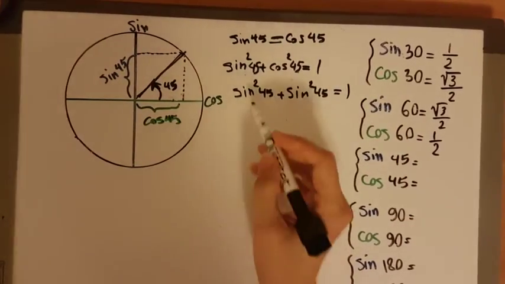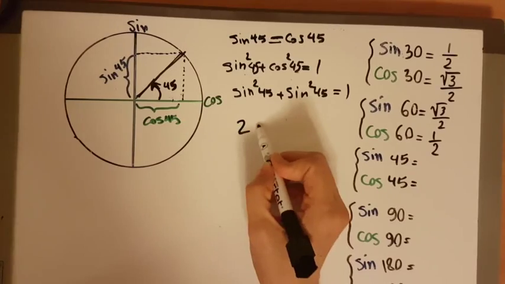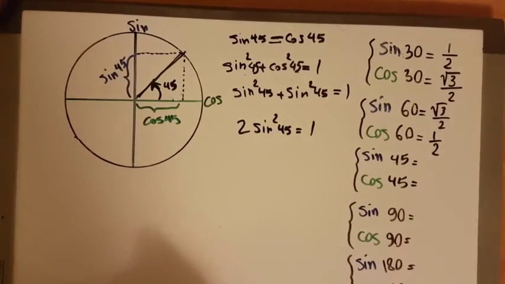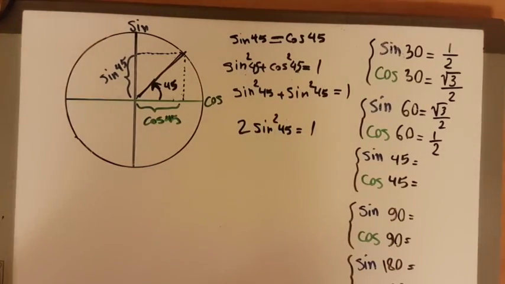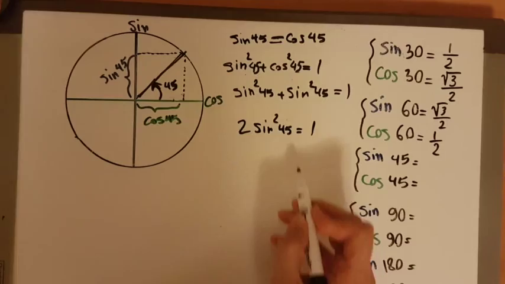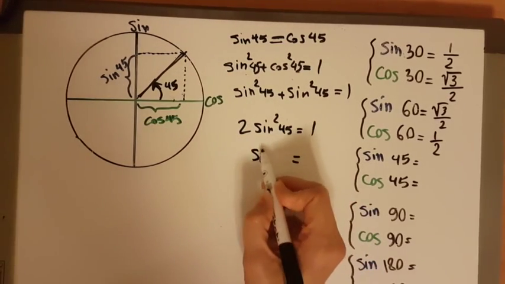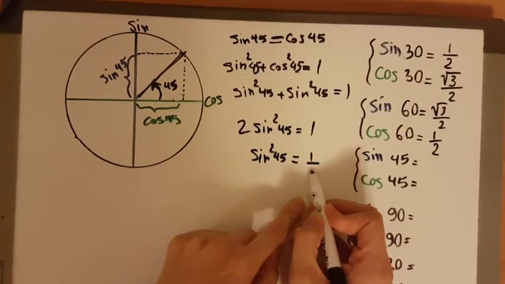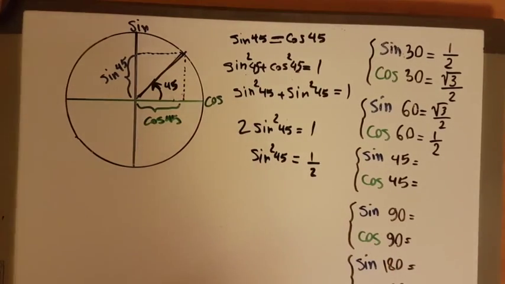So of course, there are two of them. You have 2 sine square 45 equals 1. Then you isolate the unknown, which is sine square 45, by taking the 2 to the other side. Here the 2 is multiplied, so it will go divided, at the bottom.